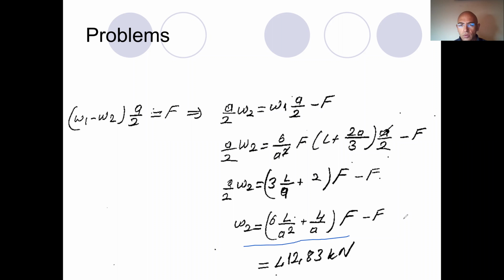W2 is equal to then (6L divided by A squared plus 4 divided by A), and that's multiplied by F, minus F. If I put the values, I know L is 3, A is 0.15, and F is 500. Now I can easily obtain the value for W2. So in order for this beam to be in equilibrium, W2 has to be equal to 412.83 kilonewtons.